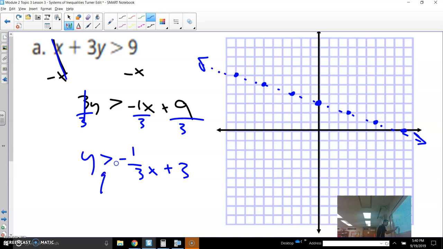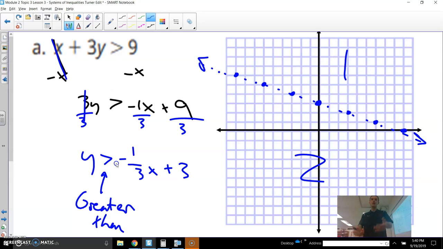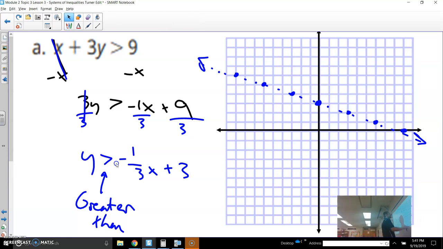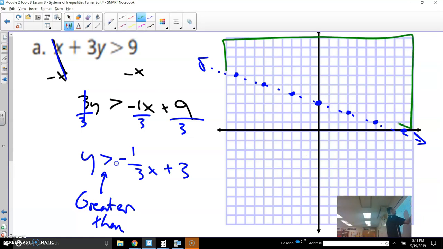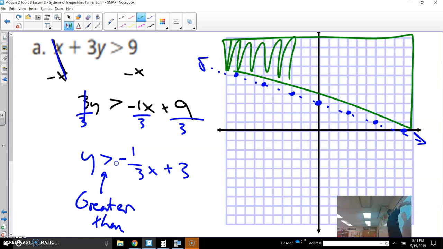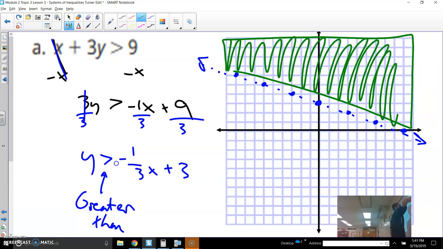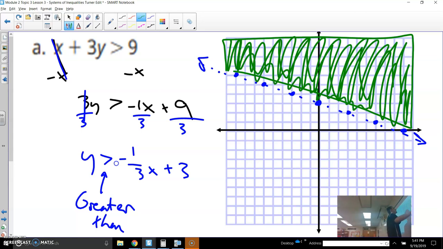And then I look at this symbol here, and that is the word greater than. And so I'm going to say, well, which is the greater side? Would that be above the line or below the line? And hopefully you're thinking, well, greater sounds like you're moving up. And you would be correct when you say that. So my solution space is any point that is above this line. And again, points on the line do not count because it is strictly greater than.